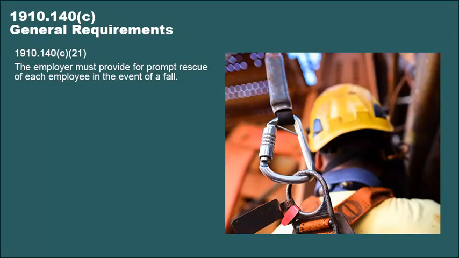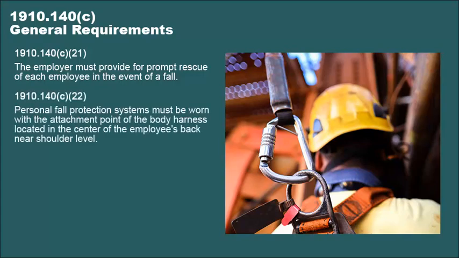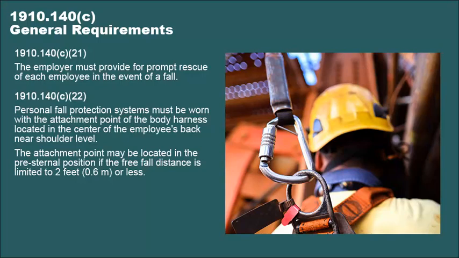A quick rescue must be provided by the employer in the event of a fall. Personal fall arrest systems should be properly worn. The attachment point of the body harness should be located in the center of the back near the shoulder level. The attachment point may be located in the pre-sternal position if the free fall distance is limited to 2 feet or less.